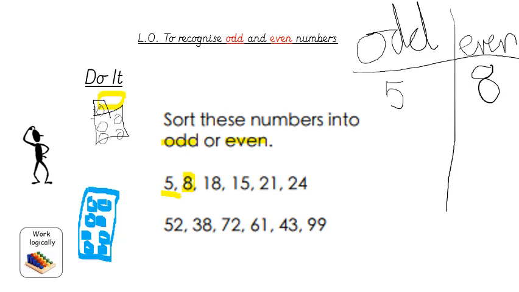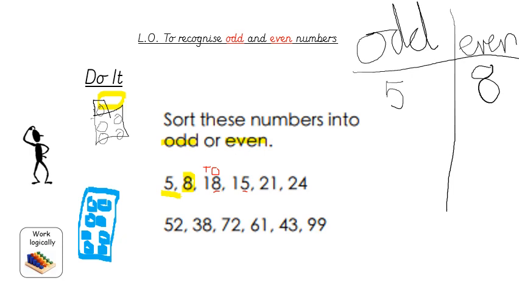You need to do all the rest. So we've got 5, 8, 18, 15, 21, 24, 52, 38, 72, 61, 43 and 99. Remember, the most important thing when you're doing this is you're going to look at the ones. That's why I have done tens and ones. You need to look at the ones all the time. The ones is the number that's going to tell you if it's odd or even. So there's your do it. So pause the video now and complete your do it.